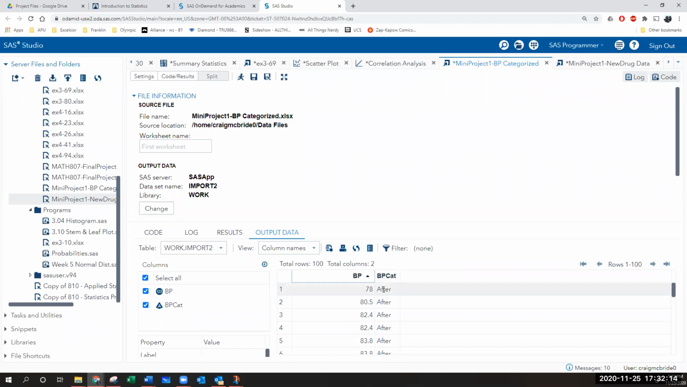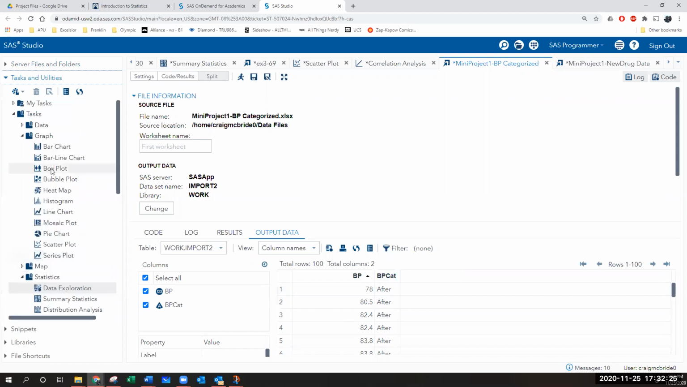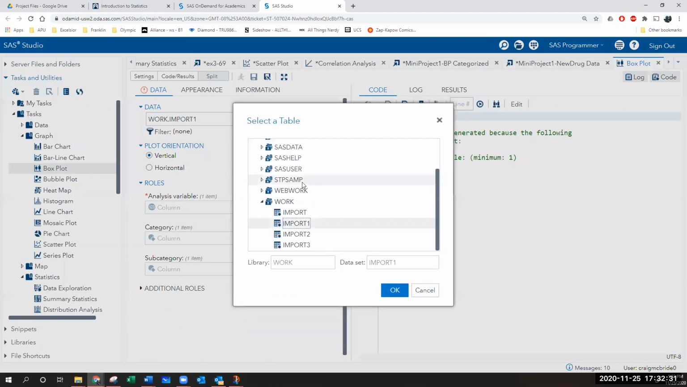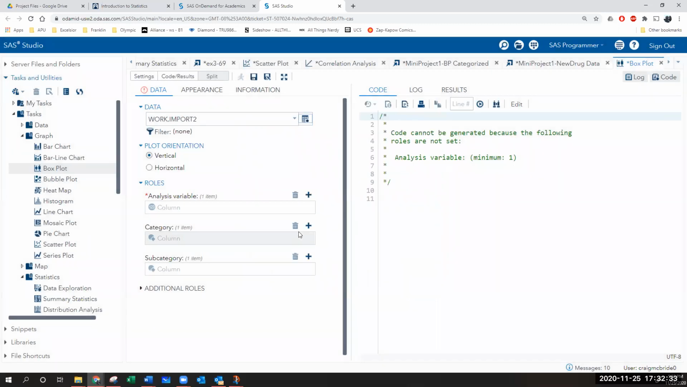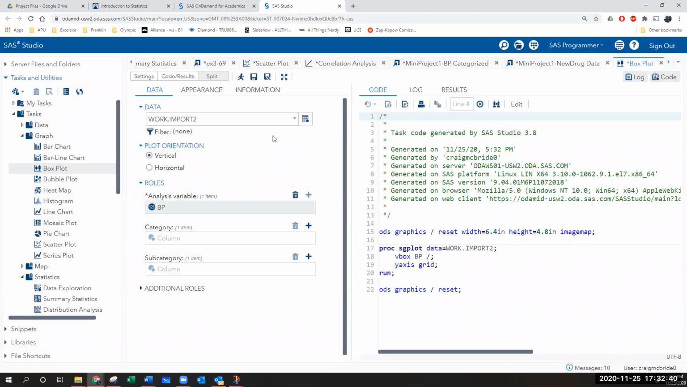You have to have your data set up this way in order to do a side-by-side box plot, because to do that, you then have to go to the box plot task, right, under graph, choose your data, and in this case it was under import 2. Your analysis variable is going to be the BP variable. So you have to have one variable that has all the data in it.